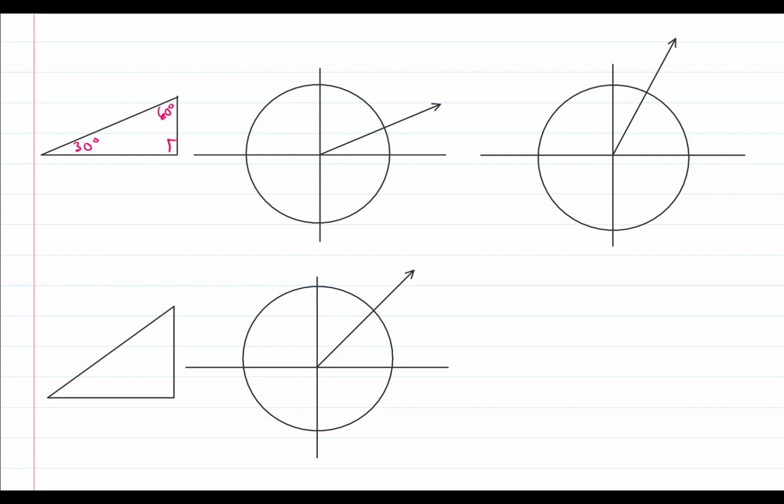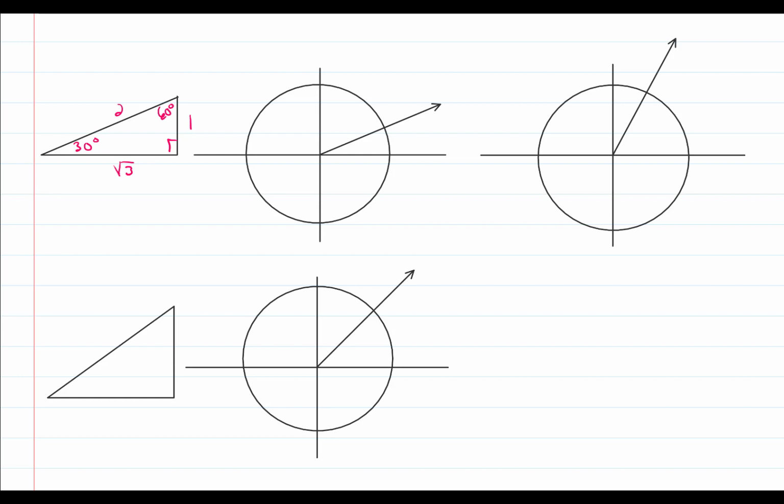Which means that according to my 30, 60, 90 degree triangle, I know the side value opposite to the 30 degree angle is 1. The side value opposite to the 60 degree angle is square root of 3. And the hypotenuse will be a value of 2. What I would like to have happen is I'd like to scale this triangle back by a factor so that way the hypotenuse is equal to a value of 1.